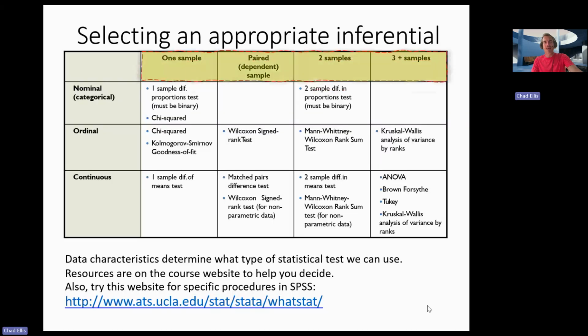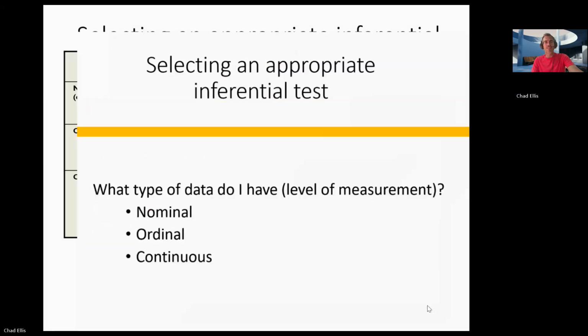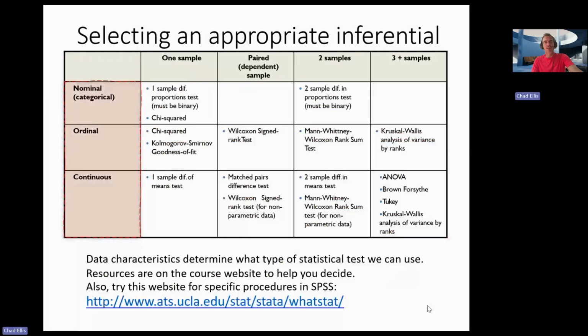So that's one criteria: how many samples are we dealing with? 1, 2 which are paired, 2 which are independent, or 3 or more? And of course, what type of data are our measurements taken in? Is it nominal, ordinal, or continuous? That's our second main factor. Based on those two criteria, we can use this table or matrix to help us identify which statistical test we might want to run.